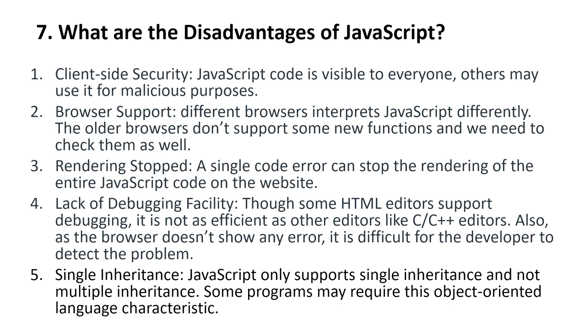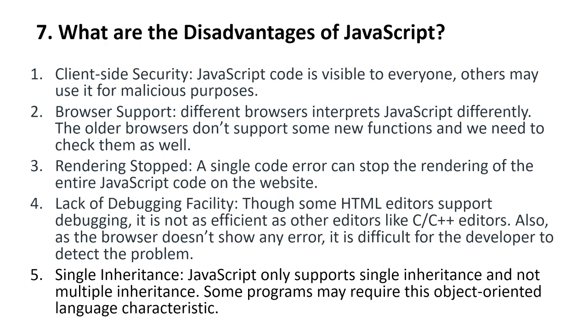What are the disadvantages of JavaScript? Client-side security. JavaScript code is visible to everyone. Others may use it for malicious purposes. Browser support. Different browsers interpret JavaScript differently. The older browsers do not support some new functions and we need to check them as well. Rendering stopped. A single code error can stop the rendering of the entire JavaScript code on the website.